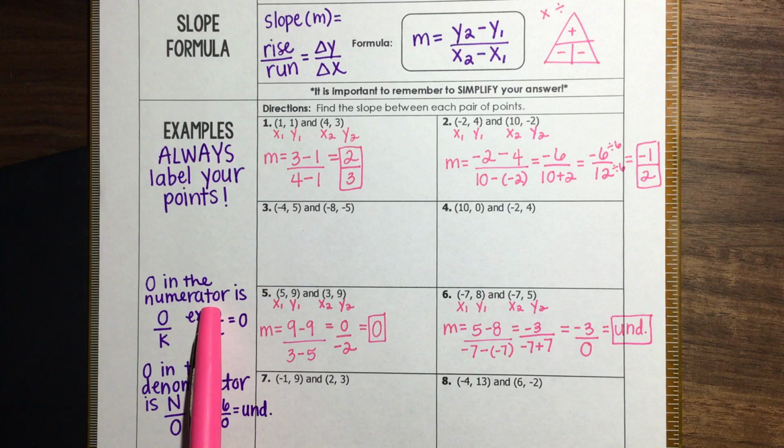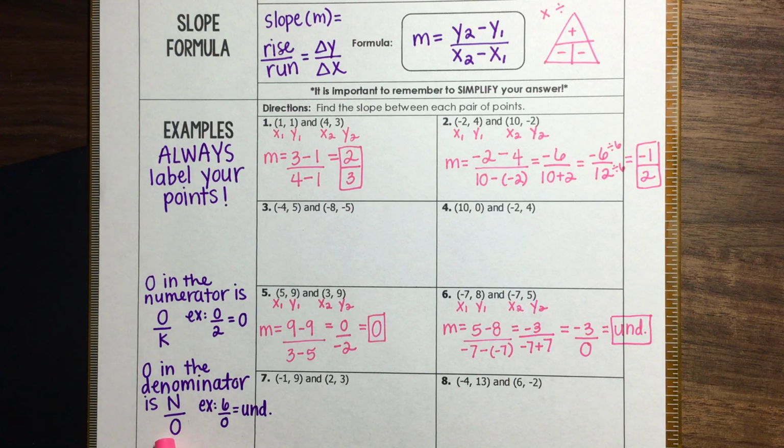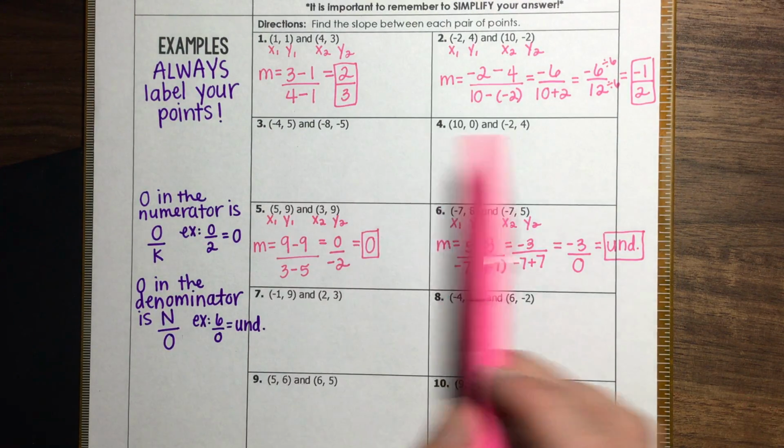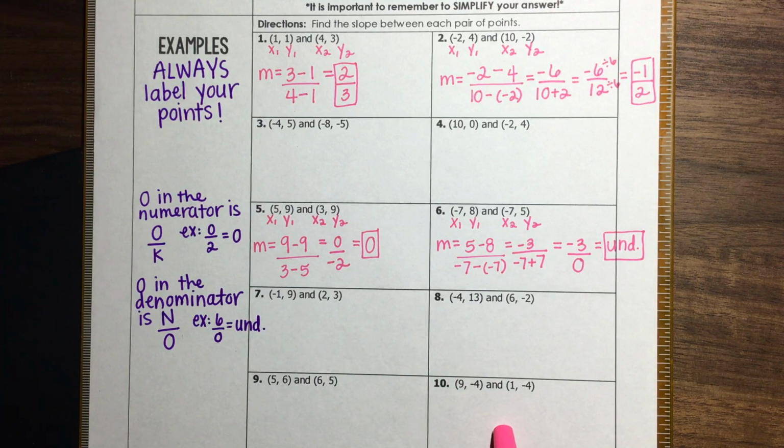Then just to recap, 0 in the numerator is okay, for example 0 over 2 equals 0, or 0 over negative 2 gives me 0. 0 in the denominator is no, because it is not okay. 6 divided by 0 is undefined, just like negative 3 divided by 0 is undefined. All right, go ahead and try these other problems: 3, 4, 7, 8, 9, and 10. Let's see if we can get the correct answers on those.